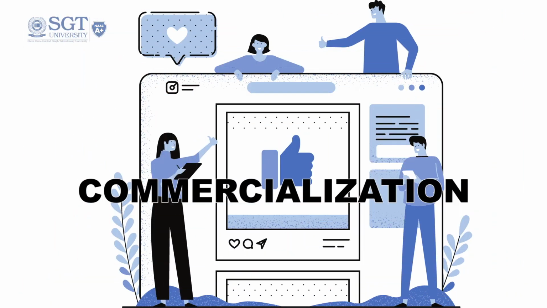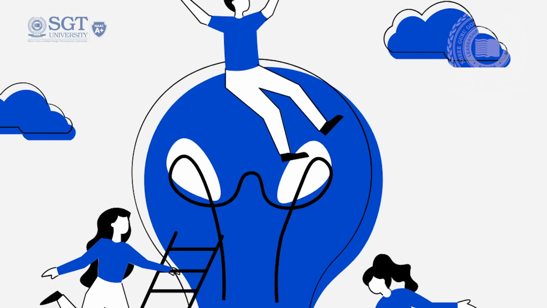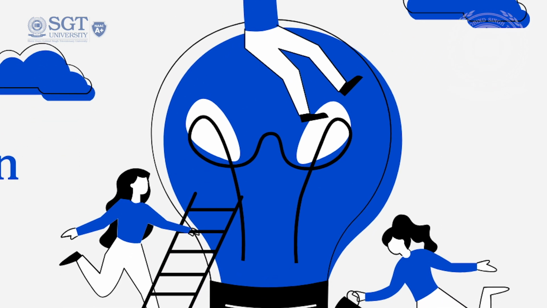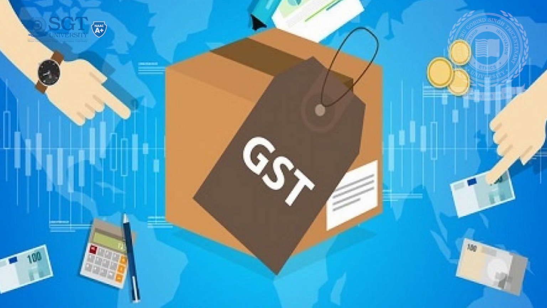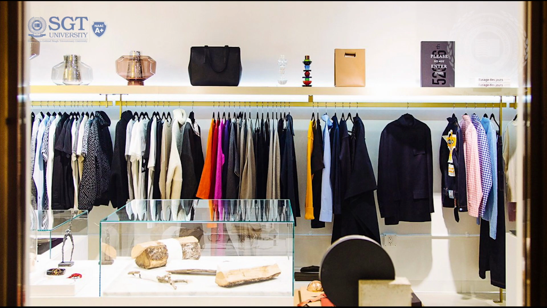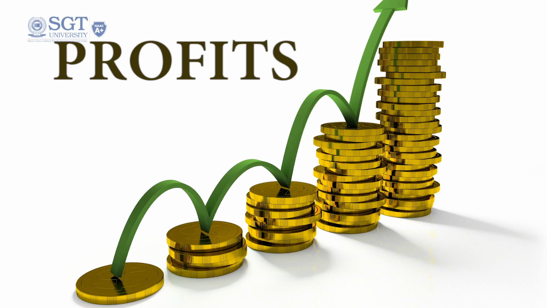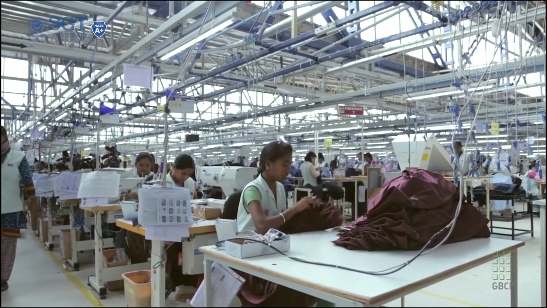Now, coming to the final stage, that is commercialization. After completing all the previously mentioned 6 stages, your product is ready for commercialization. That is the process of bringing new products or services to market, or you can say it's time to start a business in order to get more and more profits. So, in this, large-scale production starts.